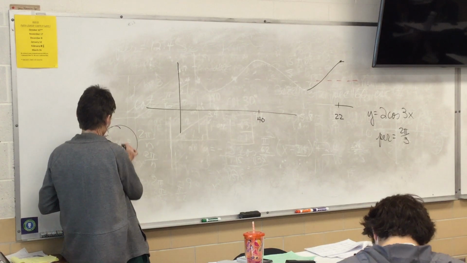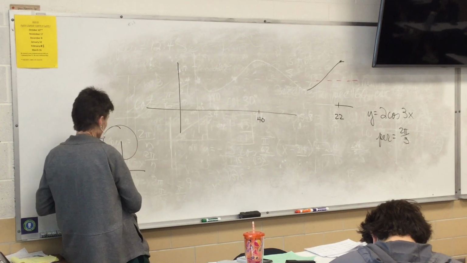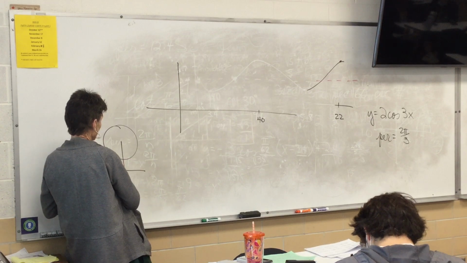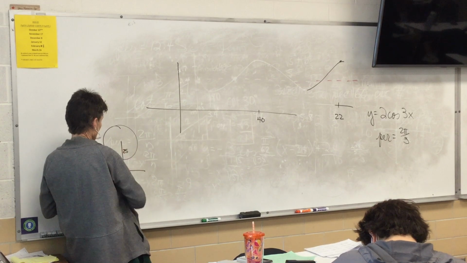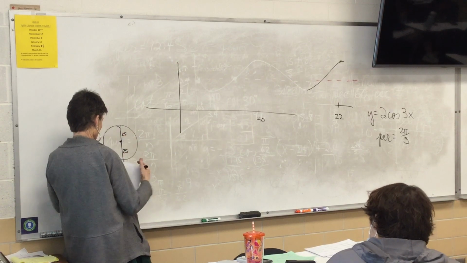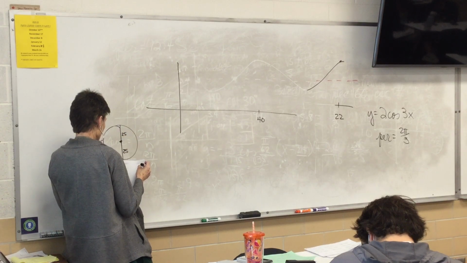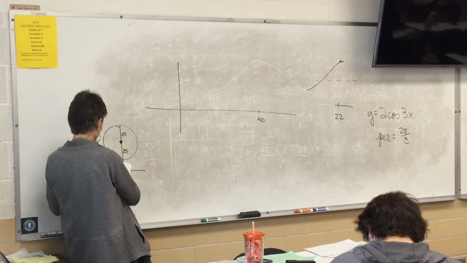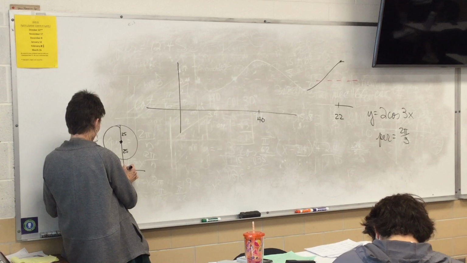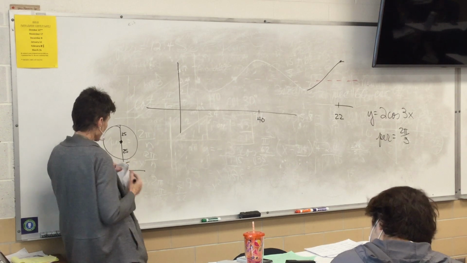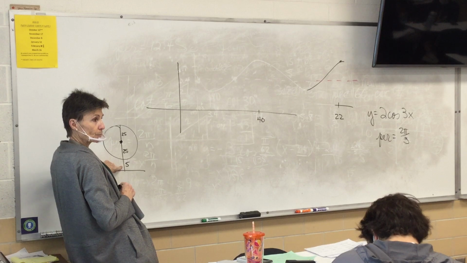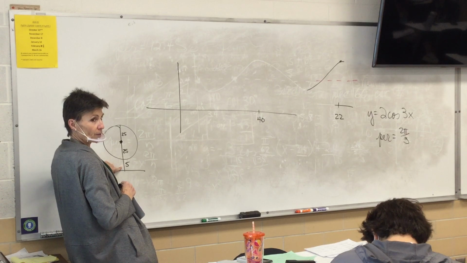Here's the Ferris wheel, and here's the ground. The Ferris wheel has a 50-foot diameter, so the radius is 25. And the center of the wheel is 30 feet above the ground. So that's 5 right there. Would you agree with that?